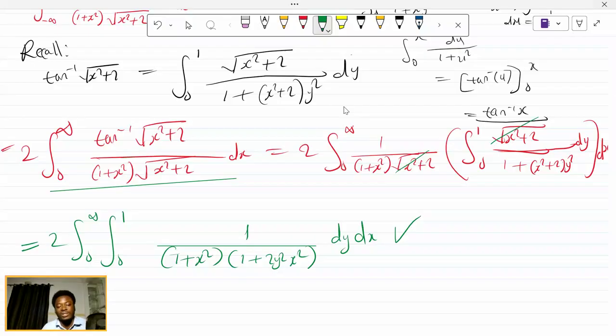Even if you try to say, let's do partial fractions, you can't do partial fractions here. On the other hand, the good thing about this is that we don't have a tan inverse of x here. Another thing is that we don't even have a square root term. So we can even do partial fractions, which is what we're going to do next.